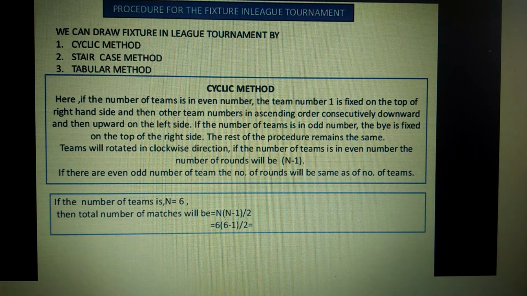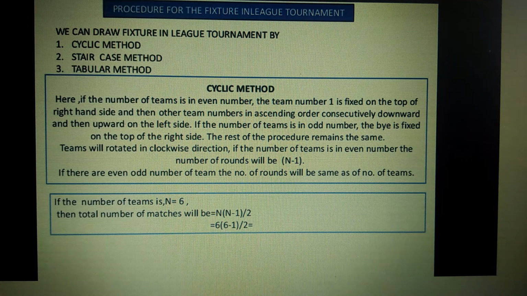The procedure for the fixture in a league tournament. We can draw a fixture in a league tournament by the cyclic method, staircase method, and tabular method. For the cyclic method, if the number of teams is even, team number 1 is fixed on the top of the right-hand side, and then other team numbers in ascending order, consecutively downward on the left side and upward on the right side. If the number of teams is odd, the bye is fixed on the top of the right side. The rest of the procedure remains the same.